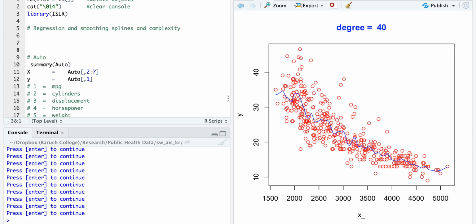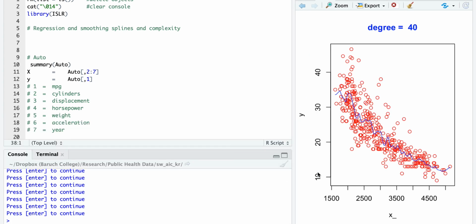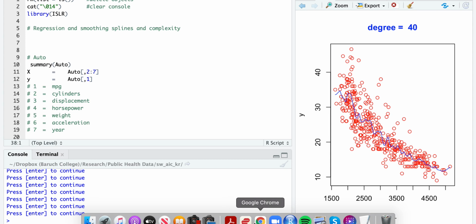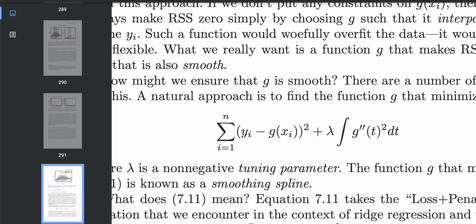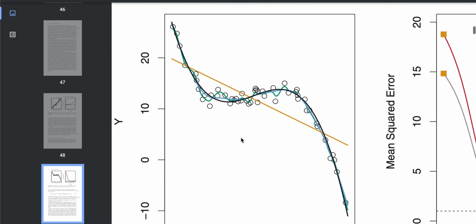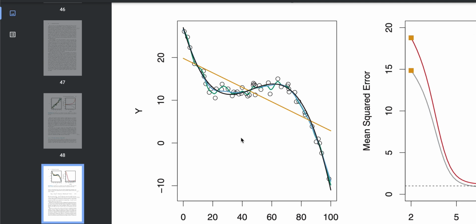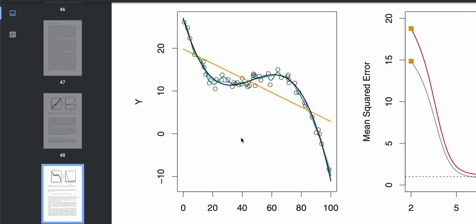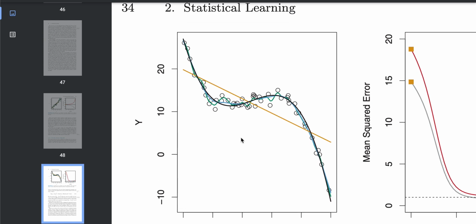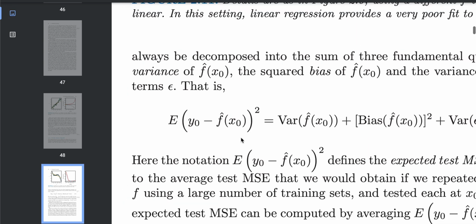So that's what a smoothing spline is, and that's what we meant by what's happening here. Okay. Now let's talk about what is a bias and what is a variance.